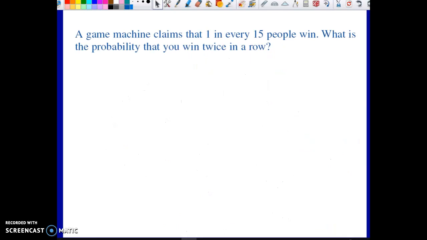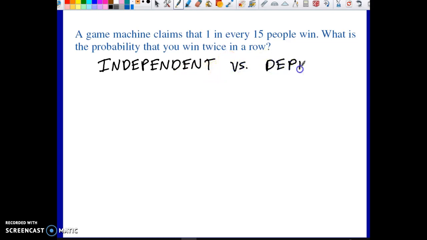Let's say the game machine claims that 1 in every 15 people win. What is the probability that you win twice in a row? Well, you have to ask yourself, is one trial independent of the next one or dependent? What I mean by that, independent, is that does the first one affect the second one? Do the odds change after you take the first one?